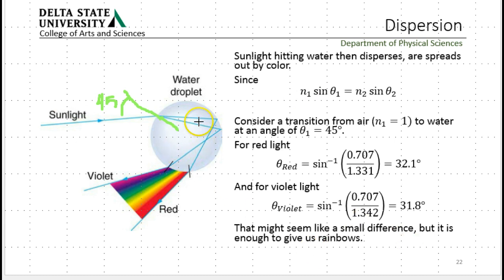That might seem like a slight difference, right? Red light is there, violet light goes to there. It seems like a small difference, but as you can see from this diagram, this is what gives us rainbows. If the sun is behind you, the light comes in, bounces through a water droplet and comes out, and because of dispersion the colors spread. This also is what gives us sunsets, by the way.